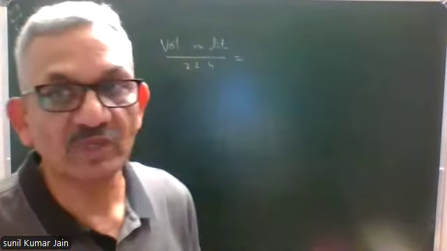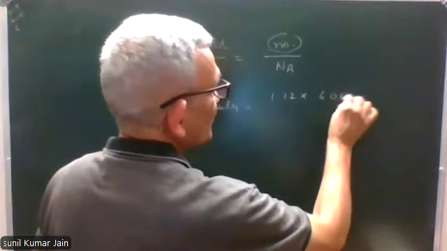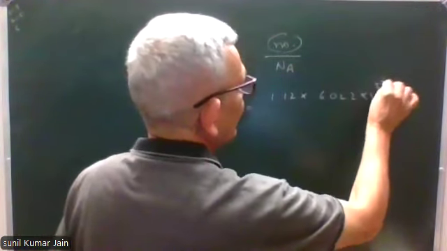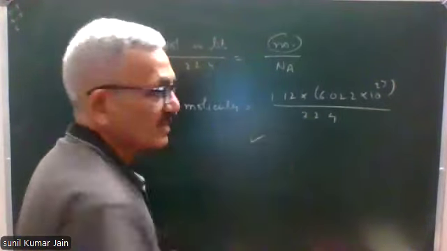So number of molecules will be volume, 1.12 liters, into Avogadro's number 6.022 into 10^23, divided by 22.4. This will be your answer.